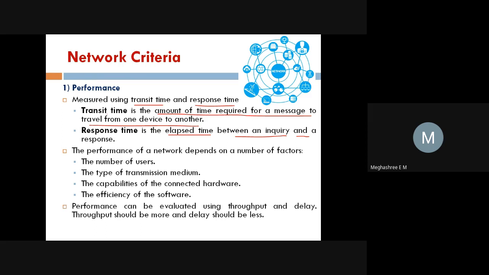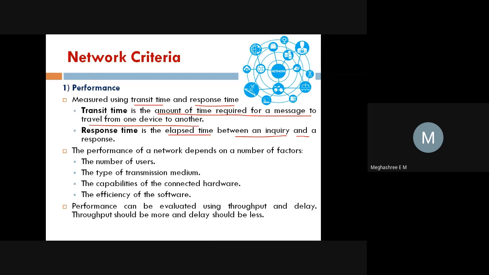The last one, performance can also be evaluated using throughput and delay. So the output of the network and also the delay that happens in the network, these two factors also decide the performance of the network. So altogether, performance can be measured in several ways.